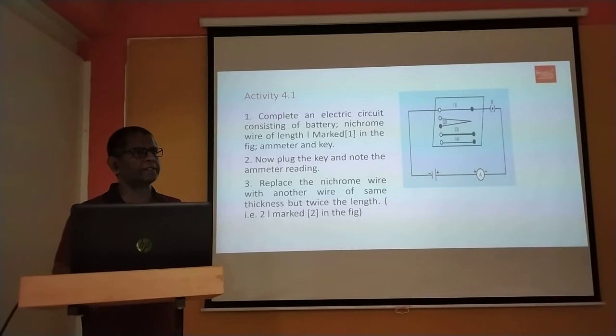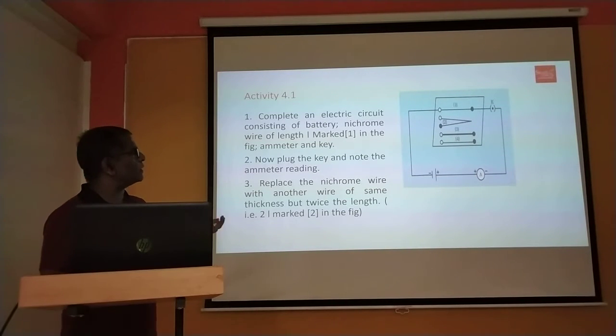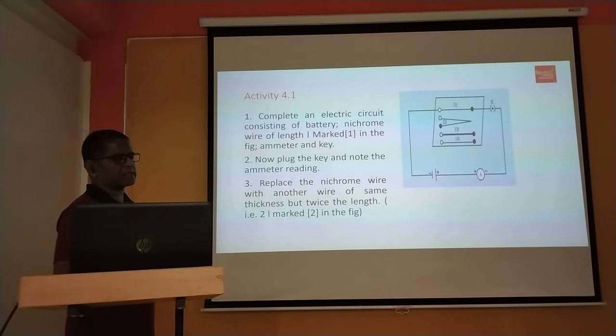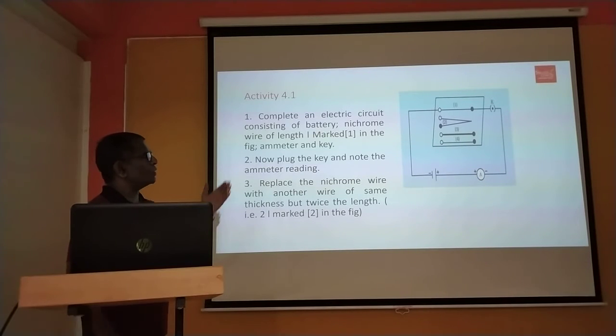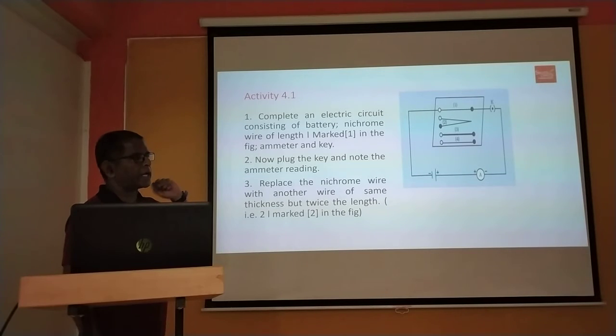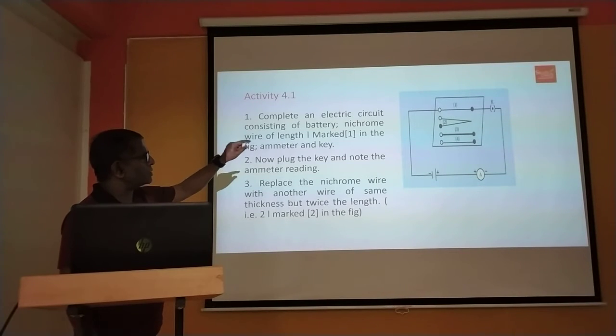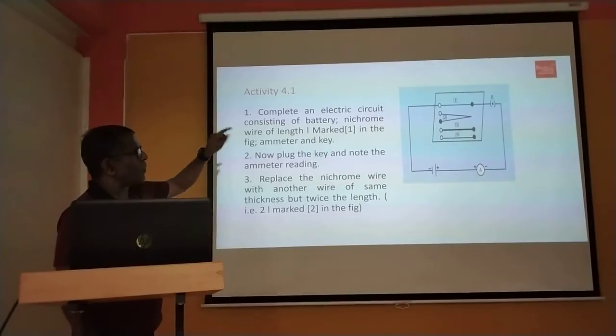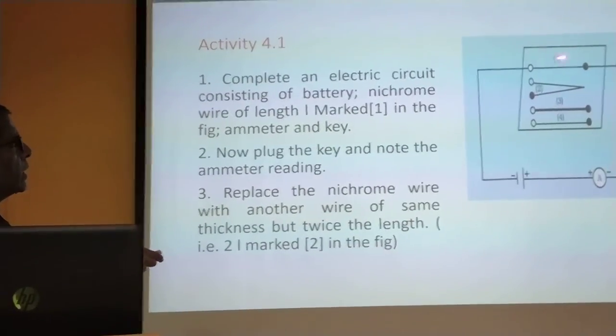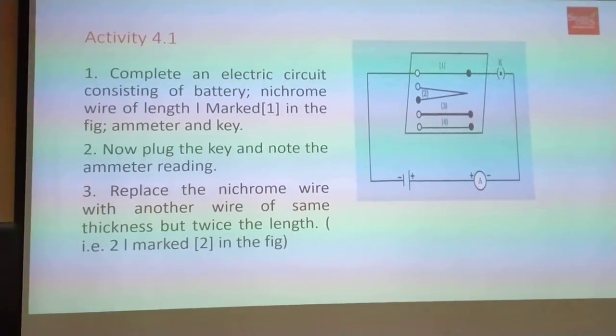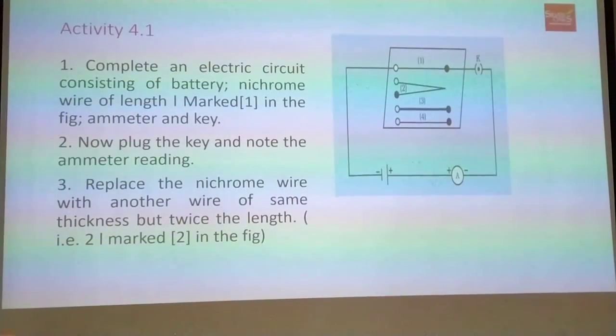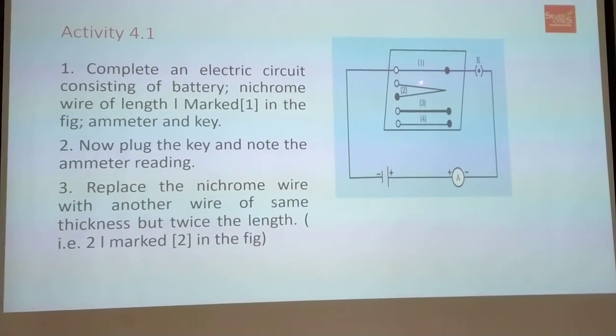The basic purpose of this activity is to find out the factors on which the resistance of a conductor depends. So, we will be drawing a circuit. I will be conducting the experiment with 4 wires, wire number 1, 2, 3 and 4. Wires number 1, 2 and 3 will be nichrome wire, and the first will be of 40 centimeter length.